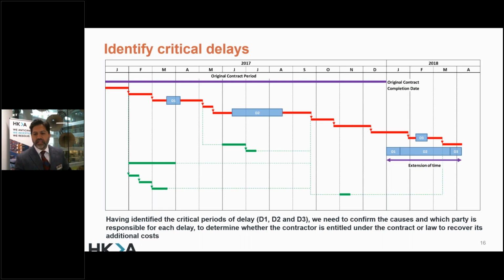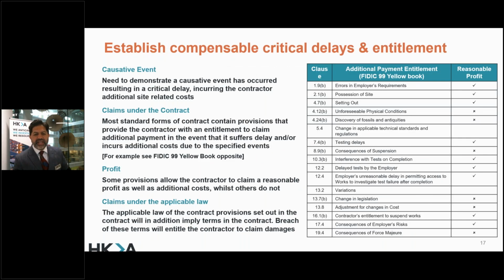Okay. Now, entitlement again comes from the contract. I was a bit lazy, so I didn't choose NEC or JCT. I was doing a FIDIC 99 yellow book contract and just highlighting some of the additional elements on that, in terms of what are the causative events and what are the claims that can be made, where it contains provisions for the contractor to be able to recover cost when it has suffered delays.